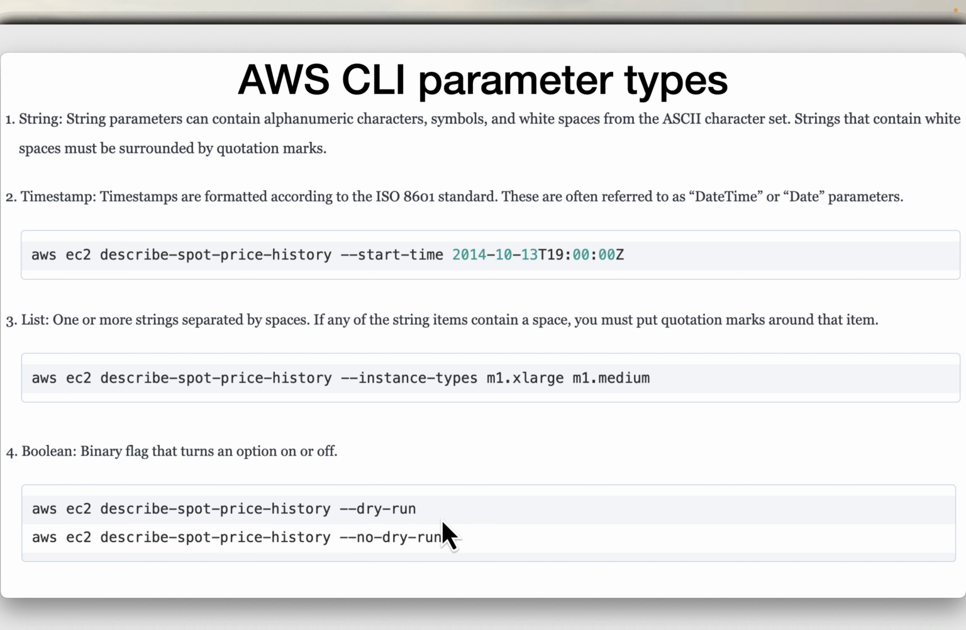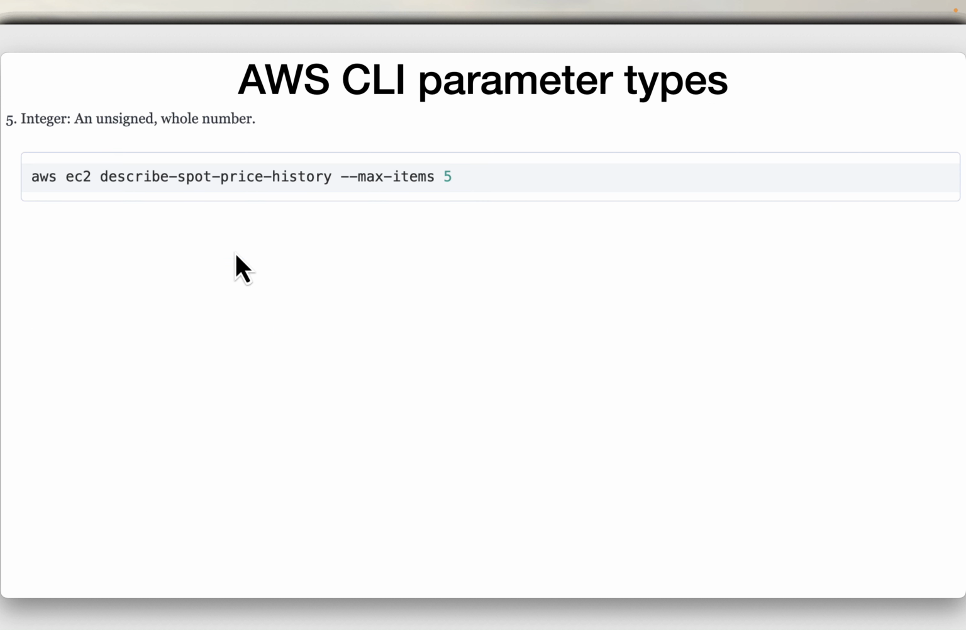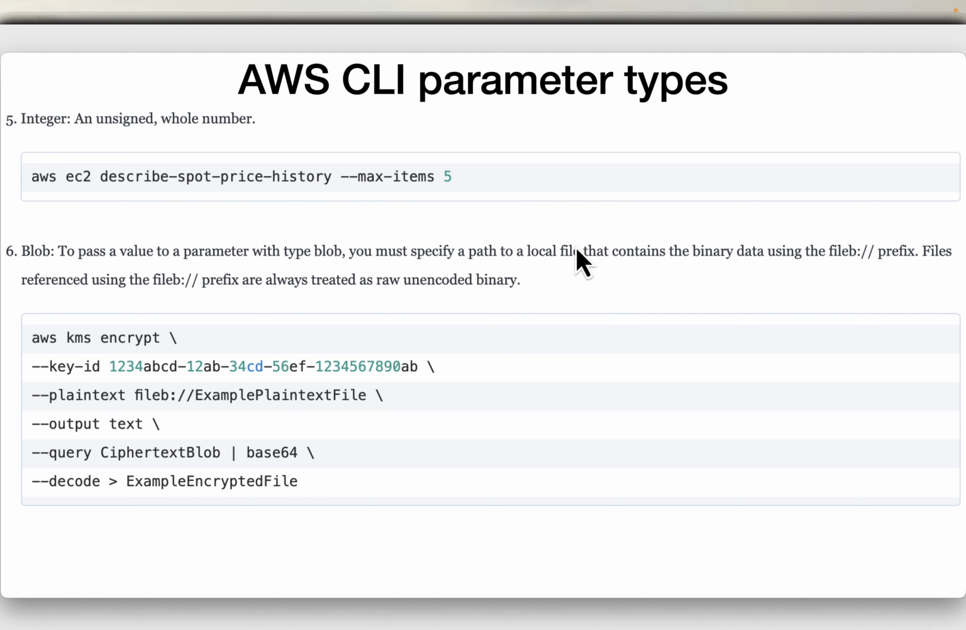Then you have boolean. This is basically used to switch on or off some option. Next is integer. This is straightforward, like max items.